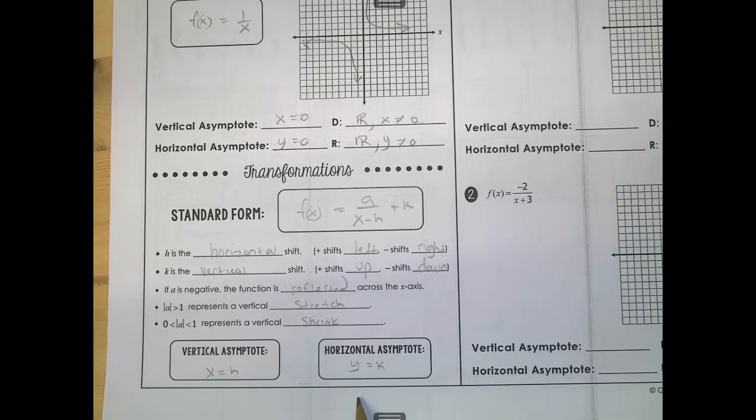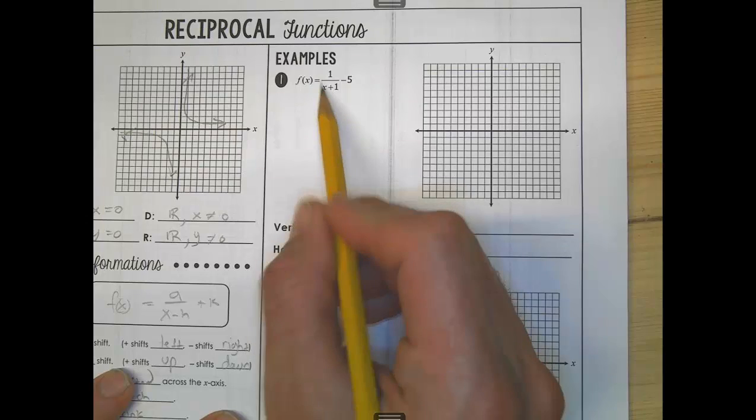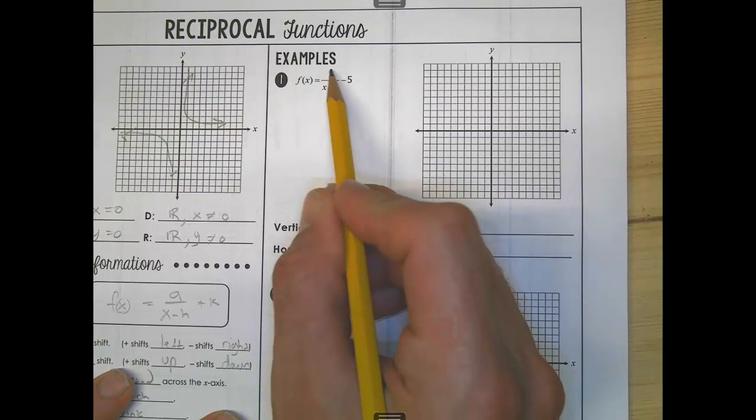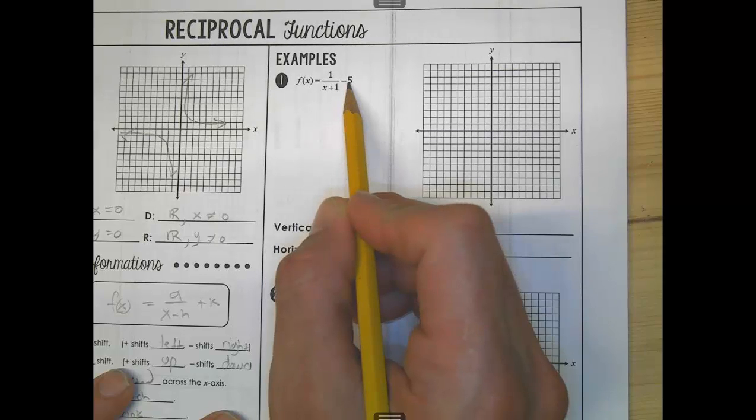All this stuff is in your notes. I guess we just went back through it again. Hopefully some more examples will help as well. So here's another example. Here's our reciprocal function. This one does not have any vertical stretch or shrink. It is moved 1 unit to the left and 5 units down.